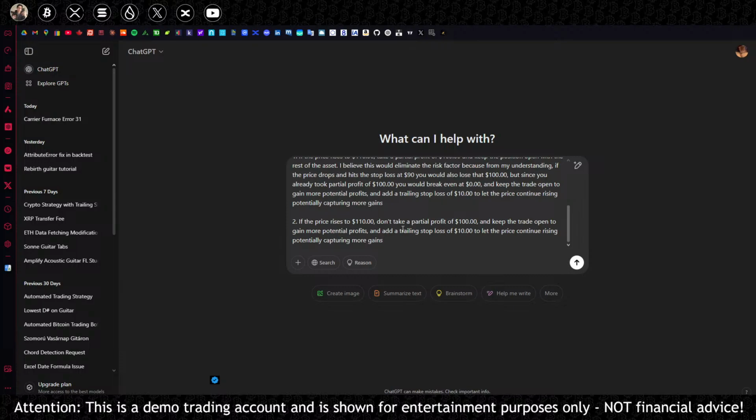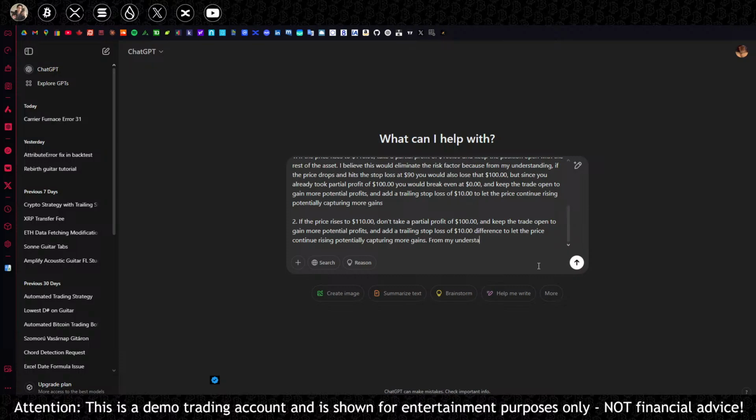And I'm trying to put this into words and I can't. I have no idea how to describe it, and I don't know if AI will be able to answer this for me. But I'm going to try, okay? Okay. If price rises to 200, don't take a partial profit of $100. Keep the trade open to gain more potential profits and add a trailing stop loss of $10 difference to let the price continue rising, potentially capturing more gains.